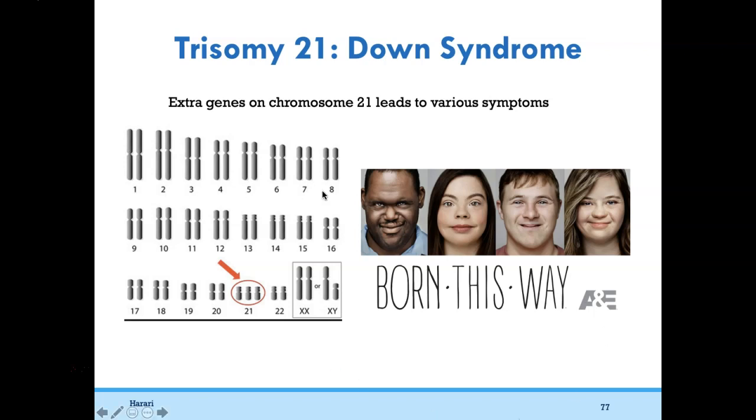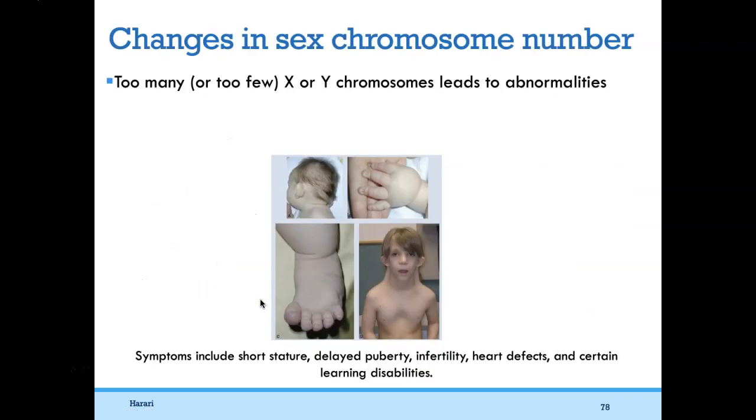So again, normally this is what the karyotype would look like. The karyotype would not have 3 copies; it would only have 2. But in trisomy 21, you have 3 copies instead of 2, which leads to Down syndrome.